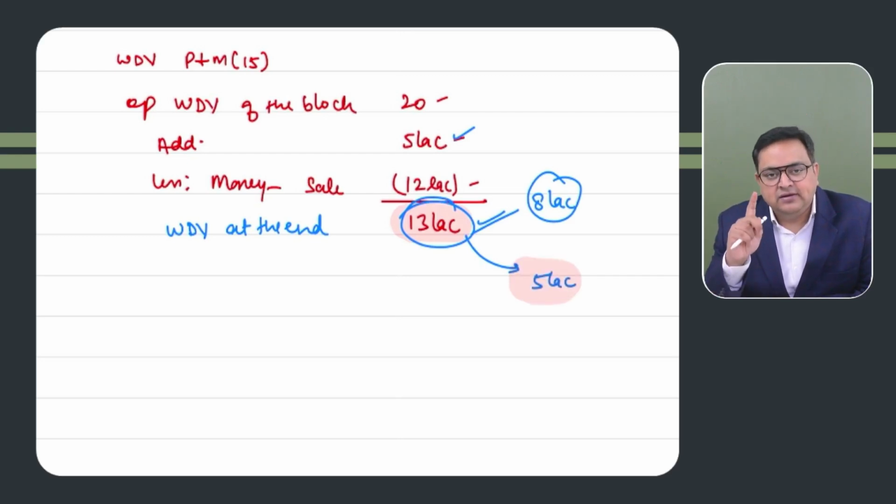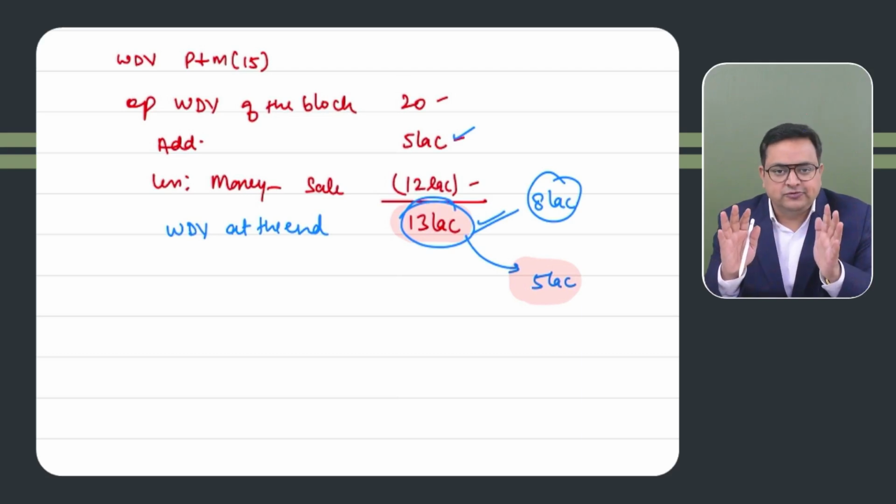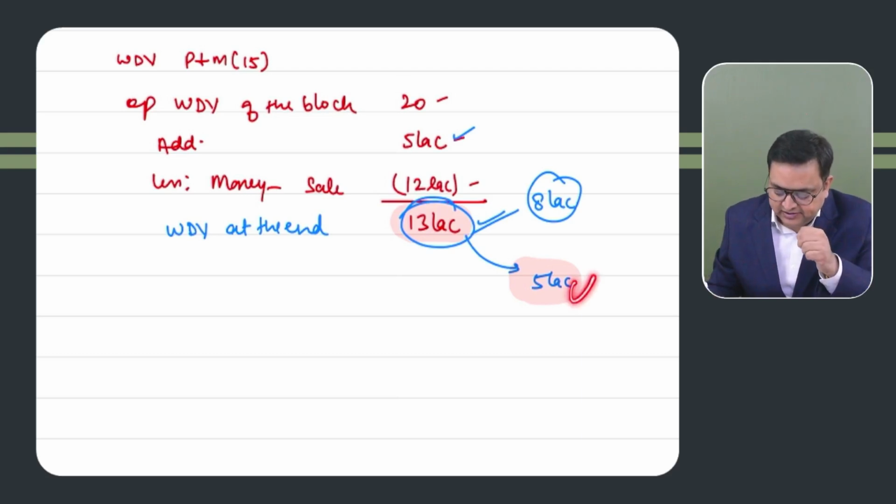So for the 5 lakh, you have to ask whether it is an asset which is acquired during the year or not. The answer comes yes. 5 lakh rupees is the asset which is acquired and we have this asset. Then second, ask whether it is put to use or not. If the question says that it is never put to use, then in that case, we will not charge depreciation on 5 lakh. Only on 8 lakh, we will be charging full depreciation.